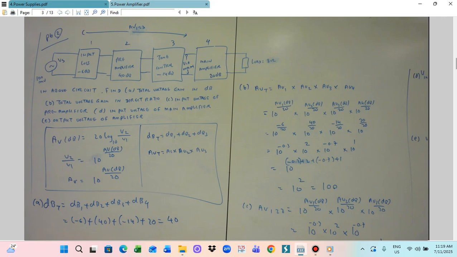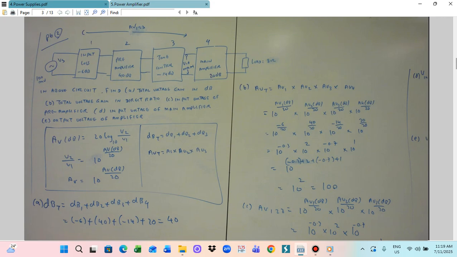So we calculate dB total. The input is dB1, 2, 3, 4. So dB total is equal to dB1 plus dB2 plus dB3 plus dB4. The input dB1 is minus 6, plus dB2 is 40, plus dB3 is minus 14, plus dB4 is 20. By solving this, we get 40. So this is the dB total we got.